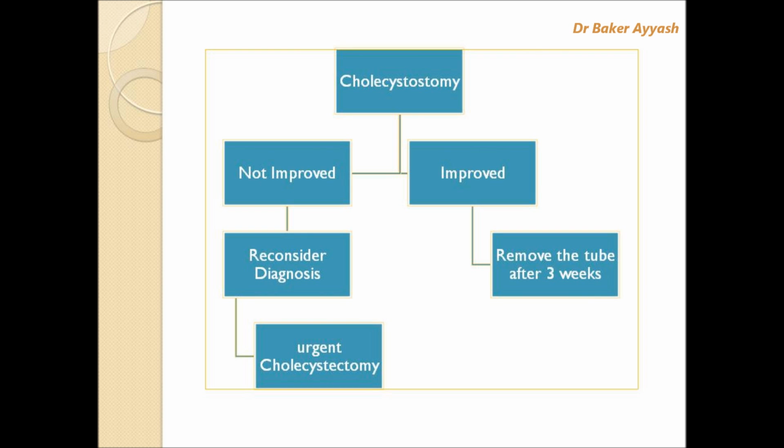Ideally, when acute acalculous cholecystitis is suspected, cholecystostomy should be performed immediately because the patient might improve with this alone. If improvement occurs with decompression of the gallbladder, the tube can be removed after 3 weeks, and can be the only treatment needed. If there is no improvement, the diagnosis should be reconsidered, and if positive, urgent cholecystectomy should be strongly entertained because it can be life-saving when this is the source of abdominal sepsis.